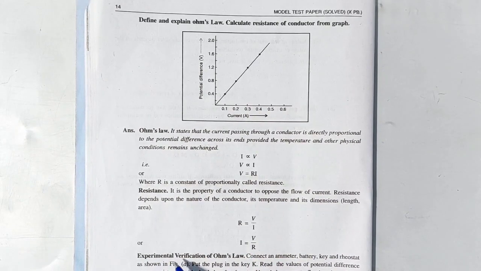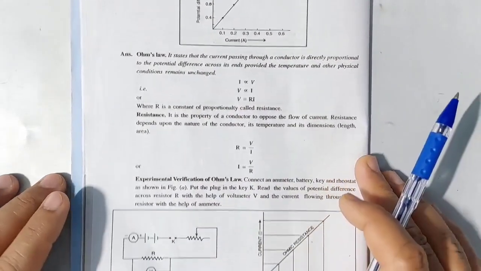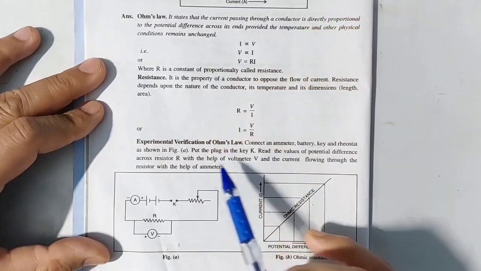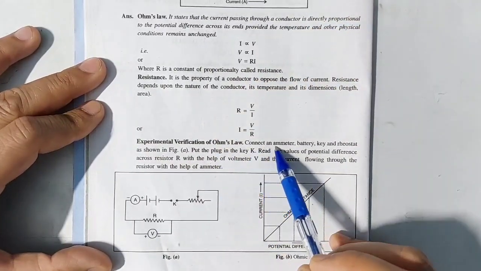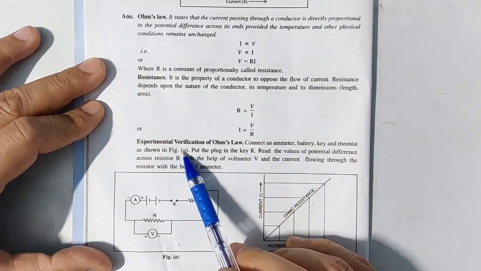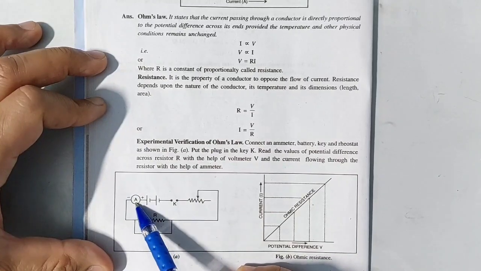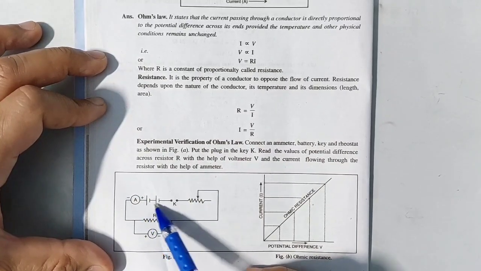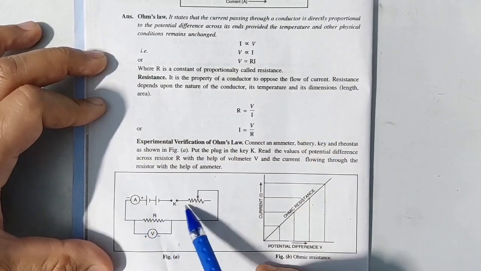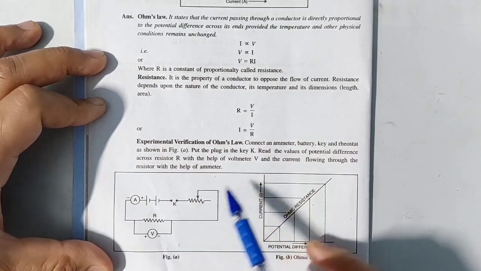Now experimental verification of Ohm's law. How we can experimentally verify Ohm's law? Connect an ammeter, battery, key and rheostat as shown in figure A. Now in this figure we connect ammeter, battery and rheostat and voltmeter as shown in the figure.